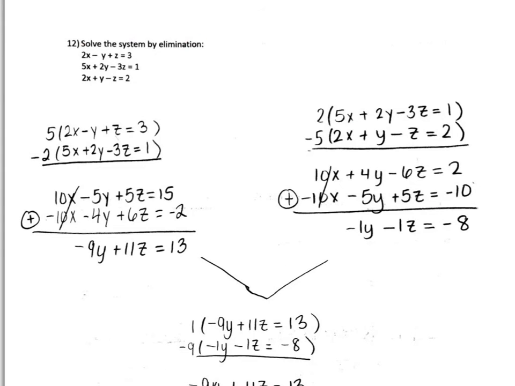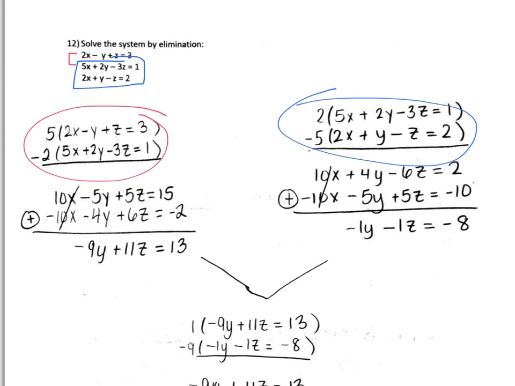Okay, now it's time to solve the system by elimination. So normally what we do is we take the first 2 equations and we set them up over here. Then we take the second 2 sets of equations and set them up over here. And we're going to try to eliminate one of the variables. So what I did first was I tried to eliminate the x's. So I put the 5 up here and the 2 down here.